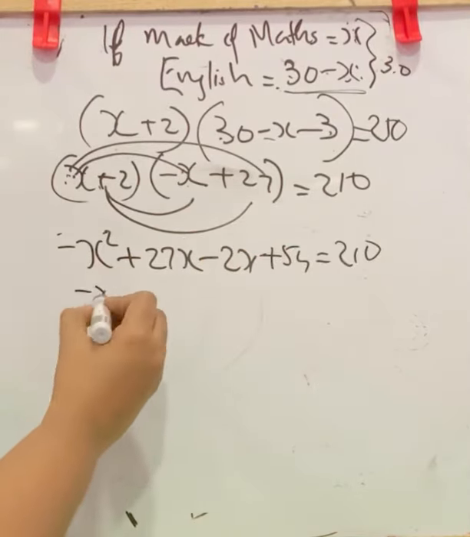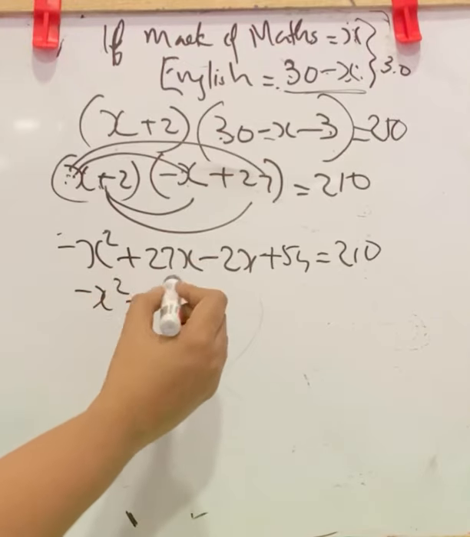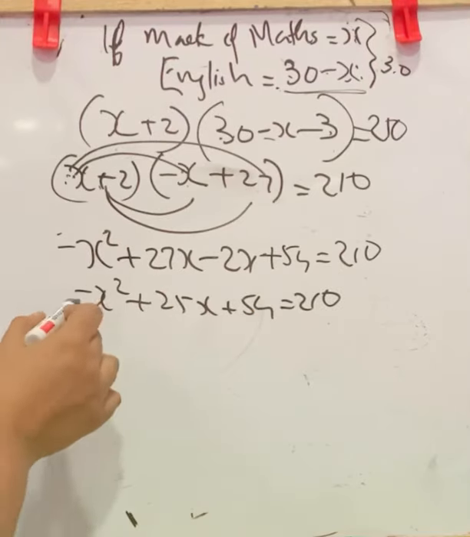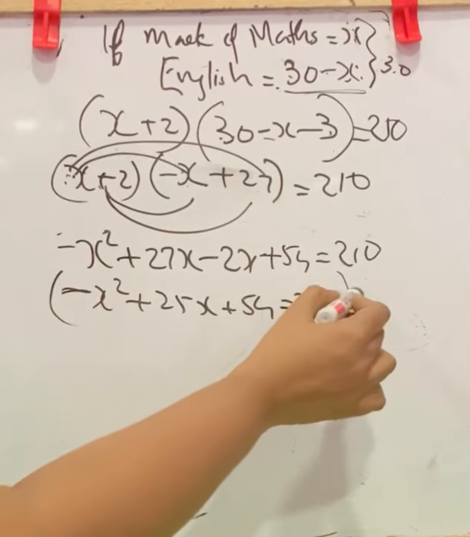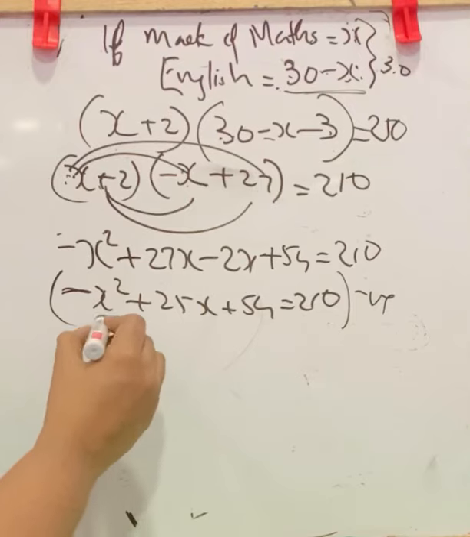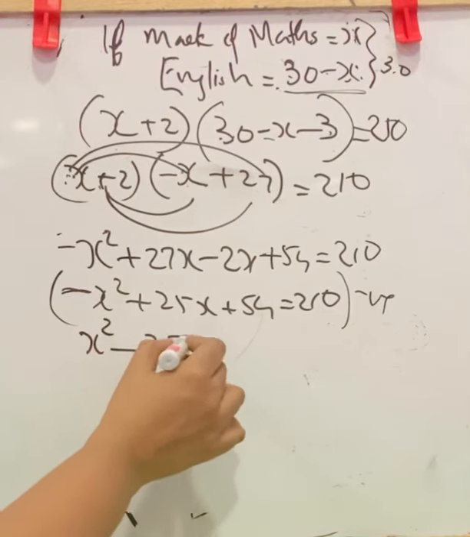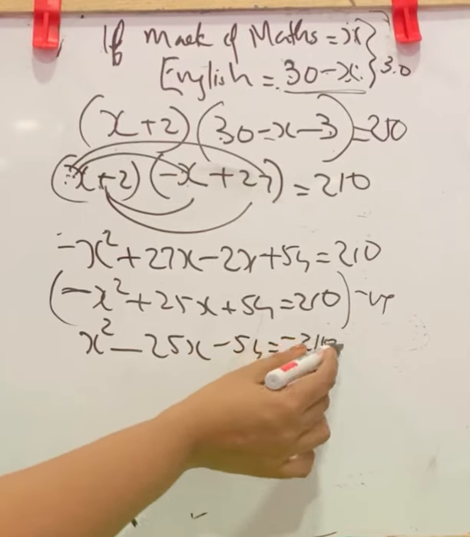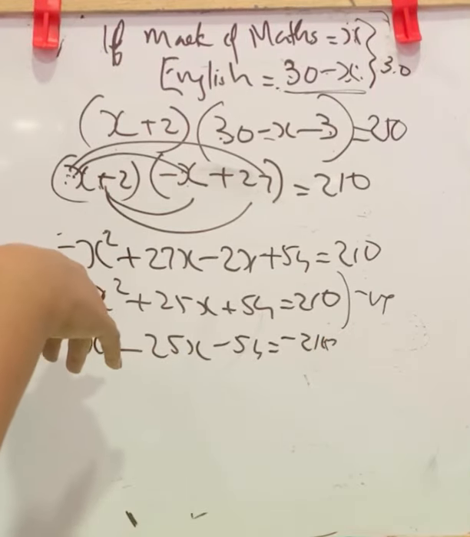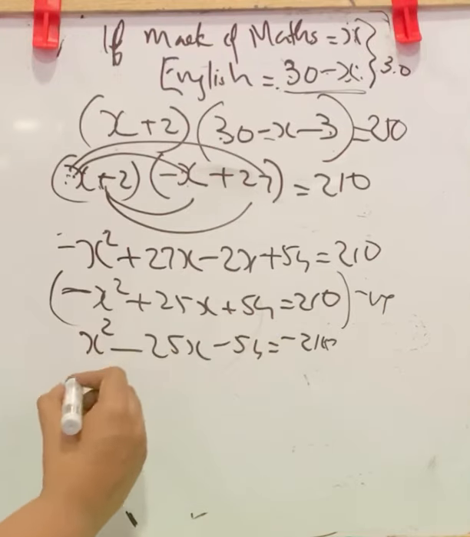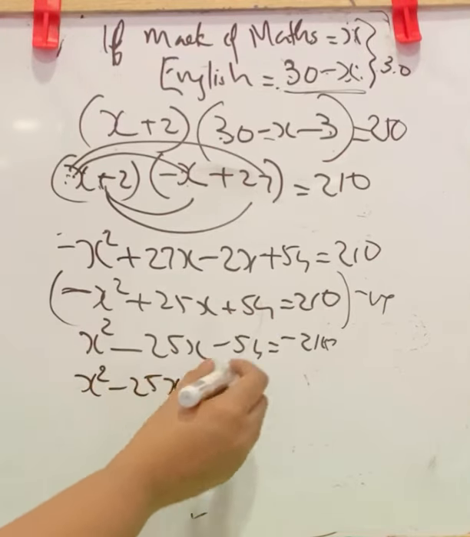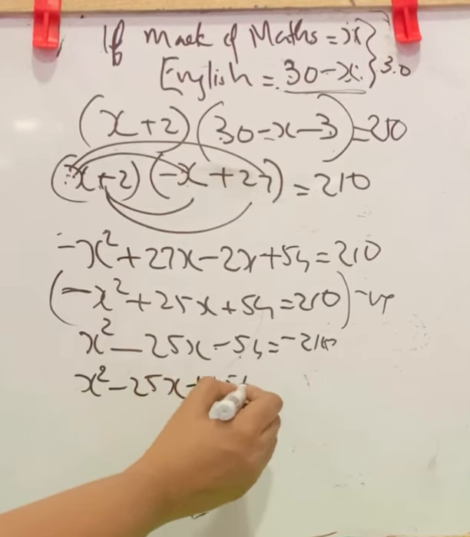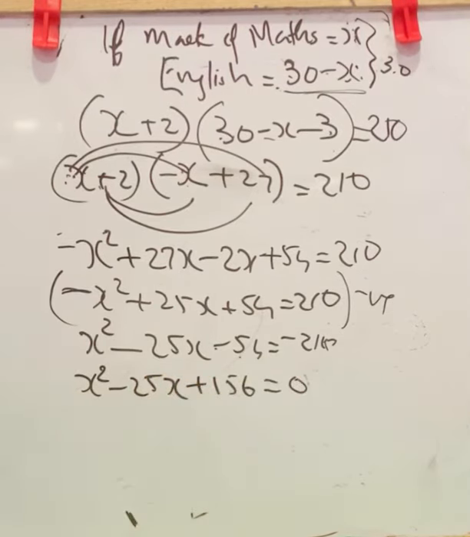This is minus x square plus 25x plus 54 equal to 210. Now we can cancel this negative by multiplying with a whole negative. This becomes x square, all the signs change: minus 25x minus 54 equal to minus 210. We can take this minus 210 to the LHS and it becomes plus 210. Minus 54 plus 210 is plus 156 equal to 0. This is the quadratic equation.